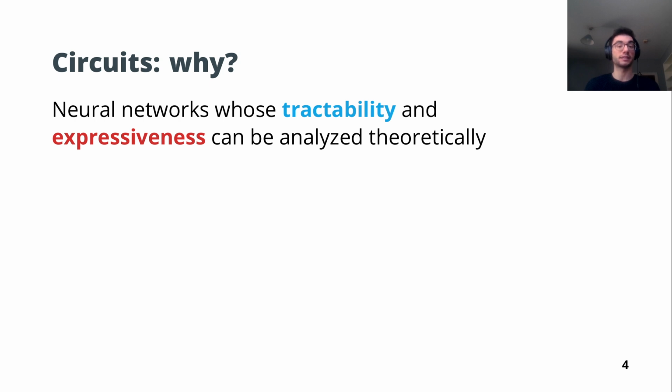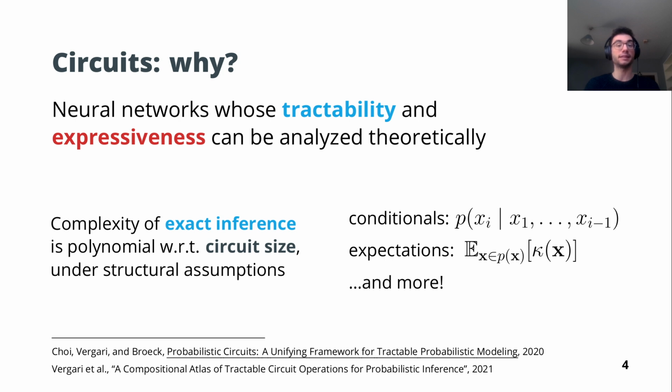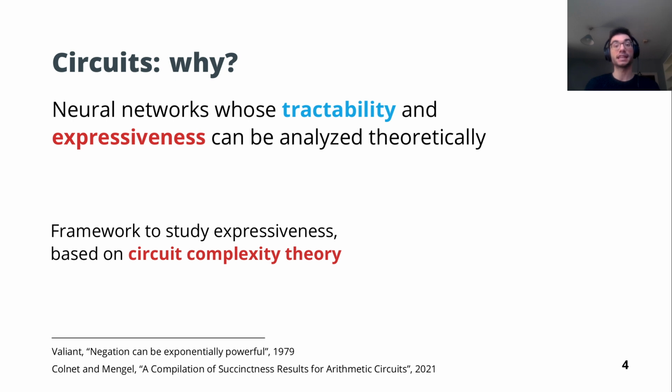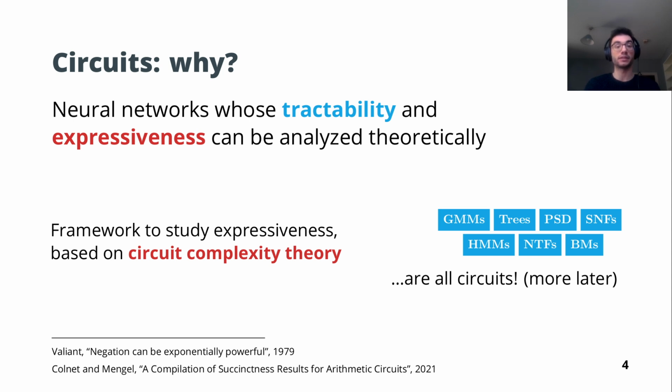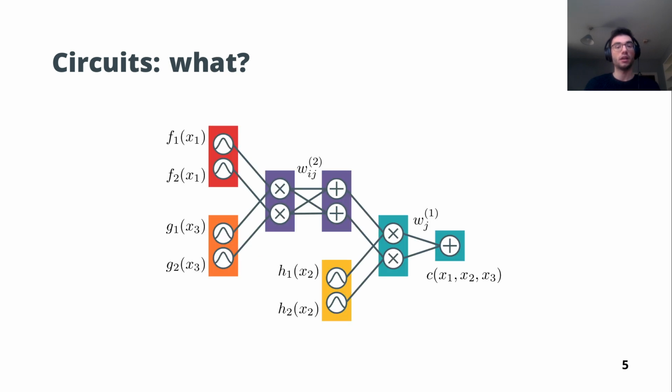To do so, we focus on circuits, which are models very similar to neural networks, whose tractability and expressiveness can be analyzed theoretically. In fact, the framework of circuits comes with a theory that tells us how to perform exact inference in just polynomial time with respect to the size of the circuit. That is, under some assumptions on the circuit structure that I will not detail here, circuits allow us to compute conditionals, expectations, and many other quantities exactly and efficiently. Also, we can precisely study the expressiveness of circuits, because it can be linked to a very long history of results in circuit complexity theory. In addition, circuits generalize many models, and as I will show you later, this allows us to better understand their expressiveness. So, what are circuits?